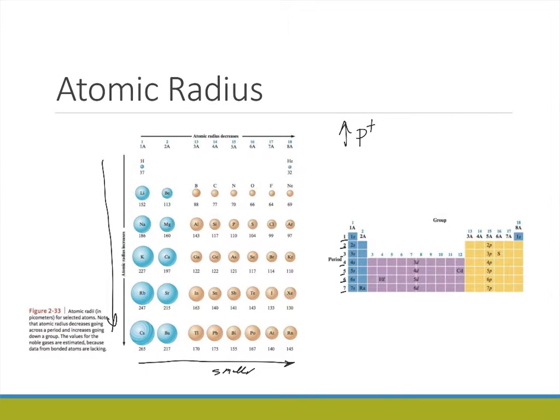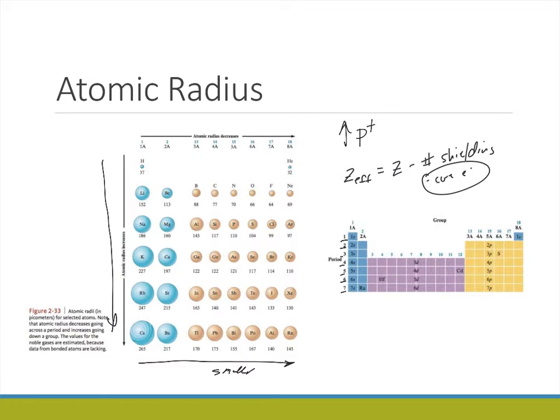Because we're staying within a shell, we don't have as many core electrons that are going to be shielding the pull of the nucleus. So we have what we call Z effective. The effective pull of the nucleus is equal to Z, the atomic number, minus the number of shielding electrons. And the number of shielding electrons are these core electrons. As Z effective increases, the radius will decrease.